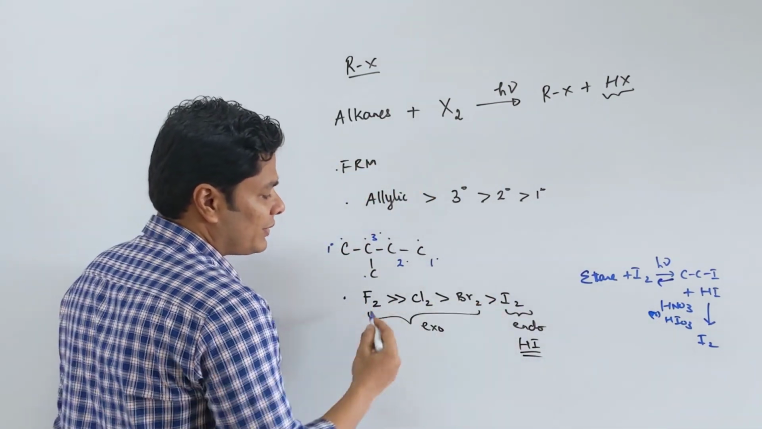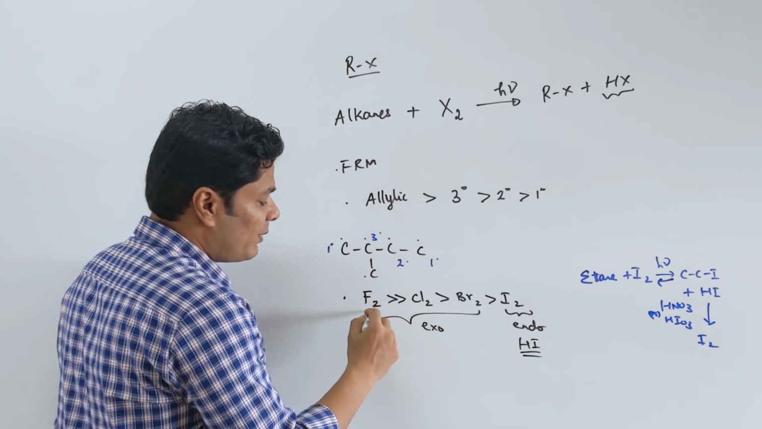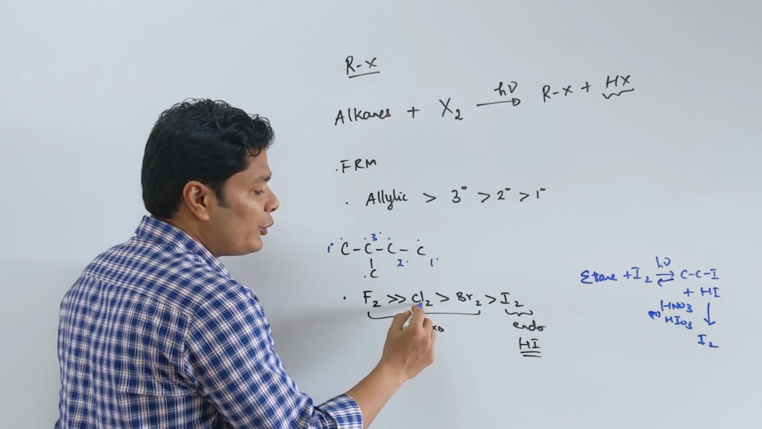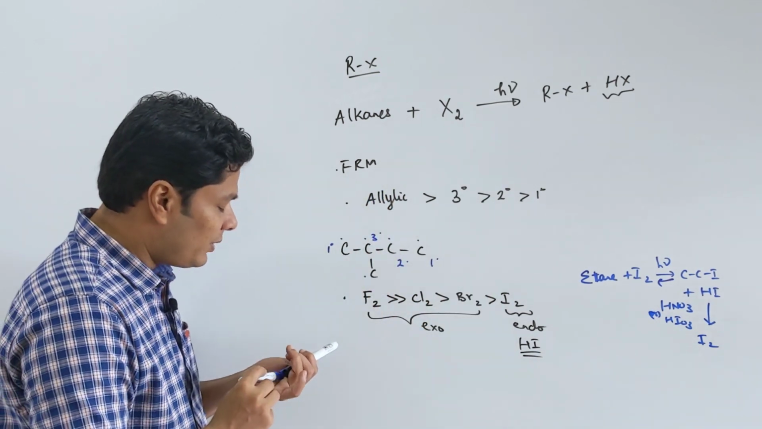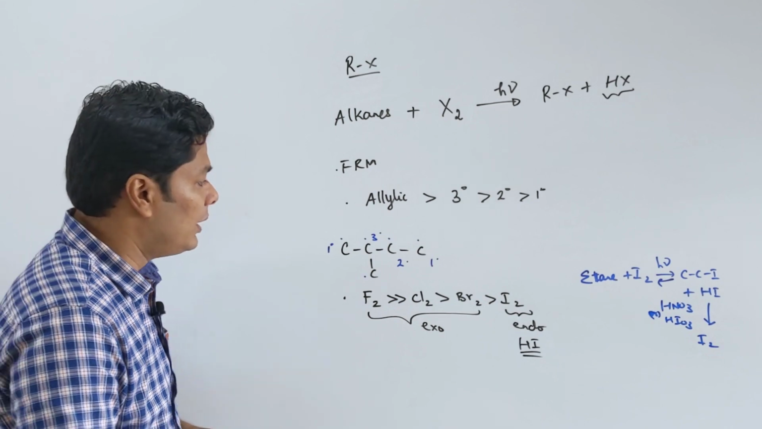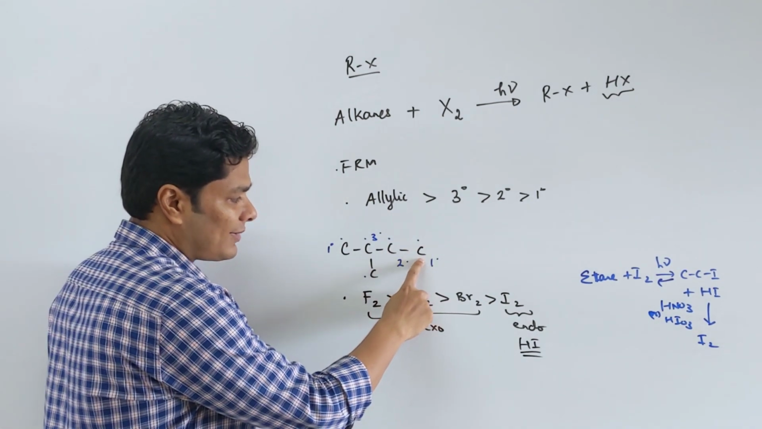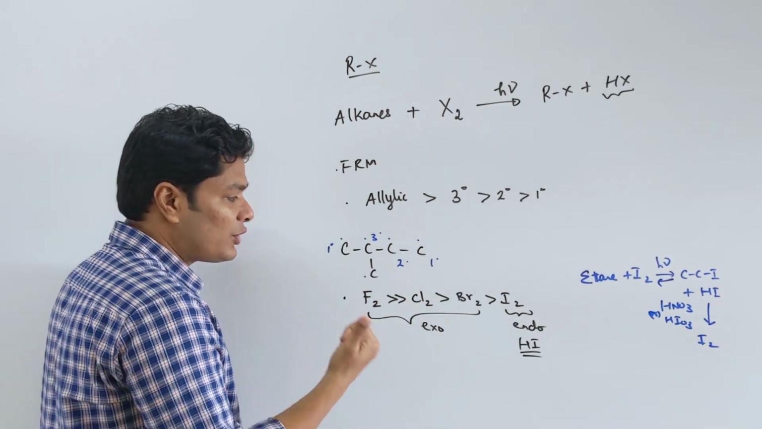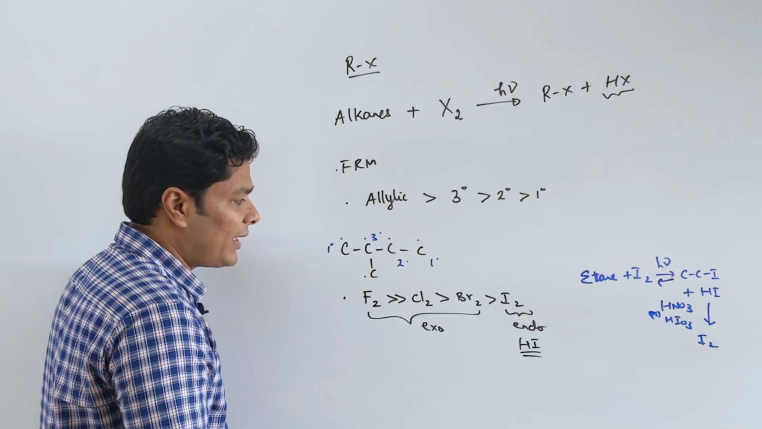So you want to remember this order. These three are exothermic, this is endothermic, and this is going to be extremely vigorous, that you don't do. You do chlorination and bromination through free radical. But the problem with free radical is twofold. You don't really get what product you want. If you want only here substitution, I cannot get it. So that's one. So you don't have the selectivity that you want with free radical.